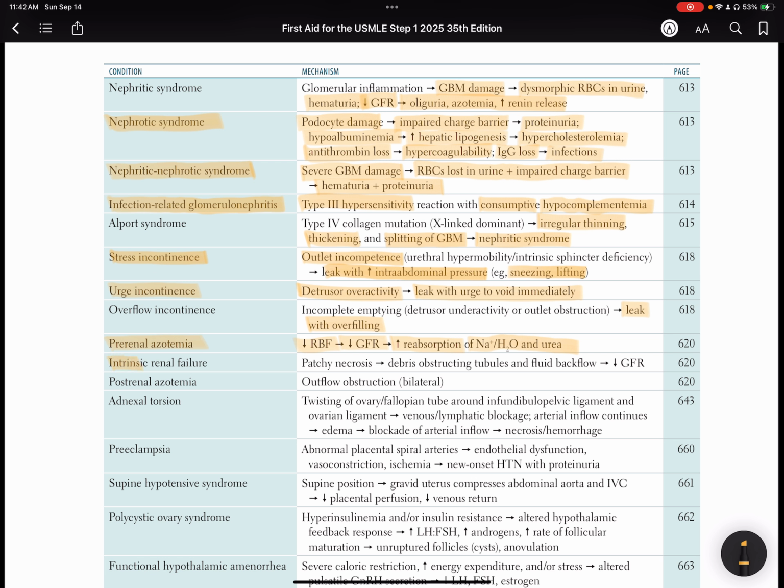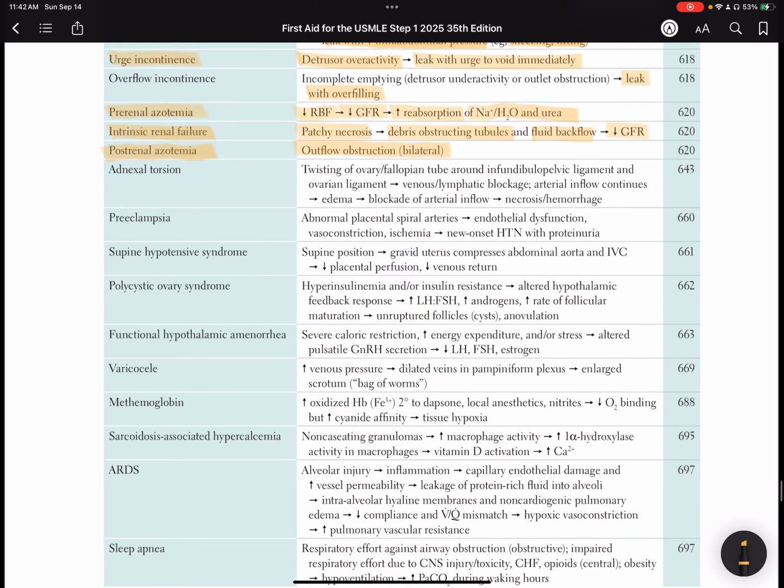What is intrinsic renal failure? Intrinsic renal failure is patchy necrosis, debris obstructing tubules, and fluid backflow, which leads to decreased GFR. What is post-renal azotemia? Post-renal azotemia is outflow obstruction and is usually bilateral.